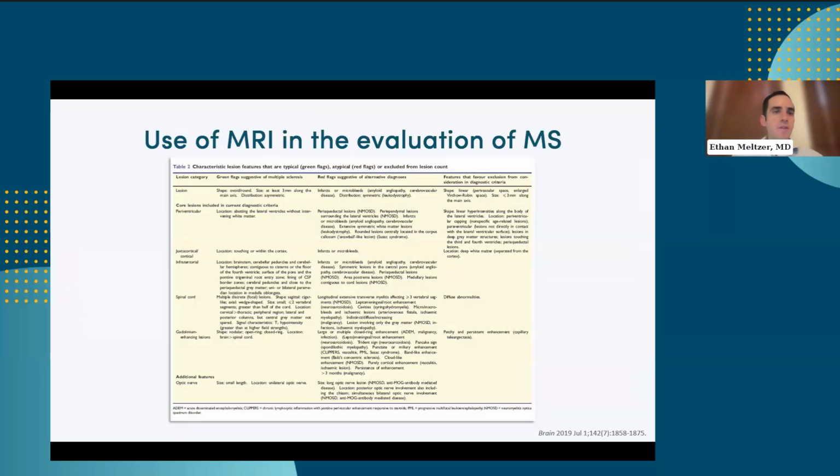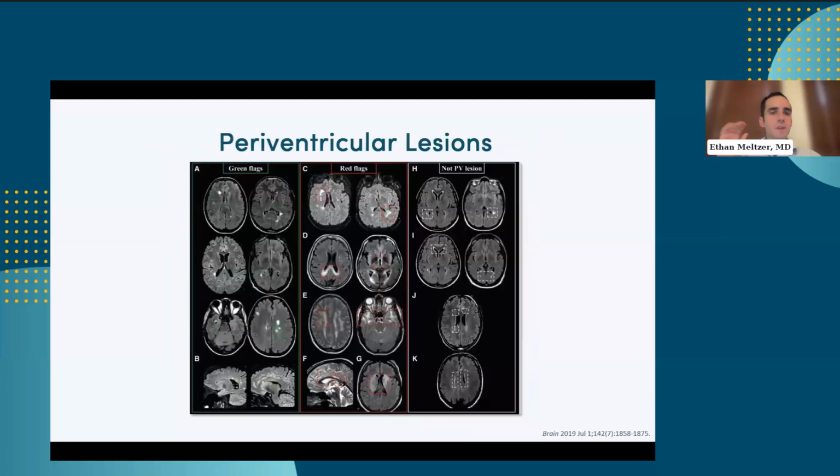And I think it might even just be helpful to focus in a little bit on some of these supratentorial lesions. So things that are periventricular, subcortical, what are things that point us towards demyelinating disease or away from it? So if we go to the next slide, this paper includes just some really helpful pictures that I think demonstrate this really beautifully. And so we can see on the far left column, these are green flags.